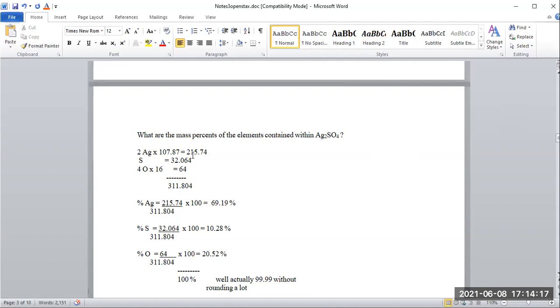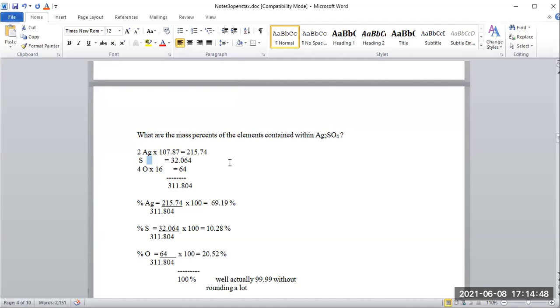So look up your masses on the periodic table, and I didn't write one here for the sulfur because there was only one. I just wrote the number on the other side of the equals. So we've got 2 times 107.87 for the silver. That gives you 215. Sulfur is 32. 4 times 16 gives you 64. This is a moderately big molecule. It has a molar mass of 311.804.